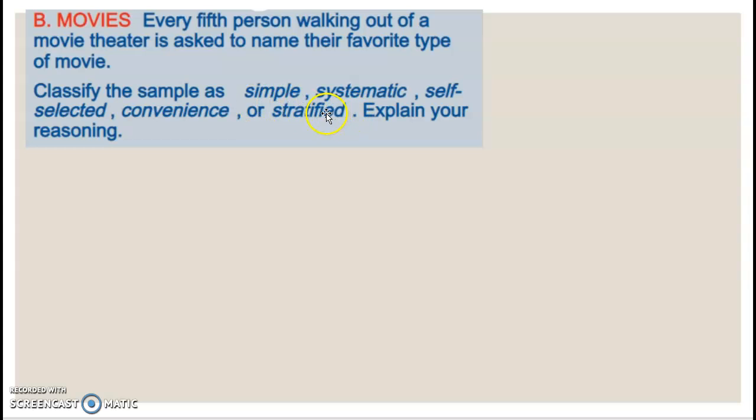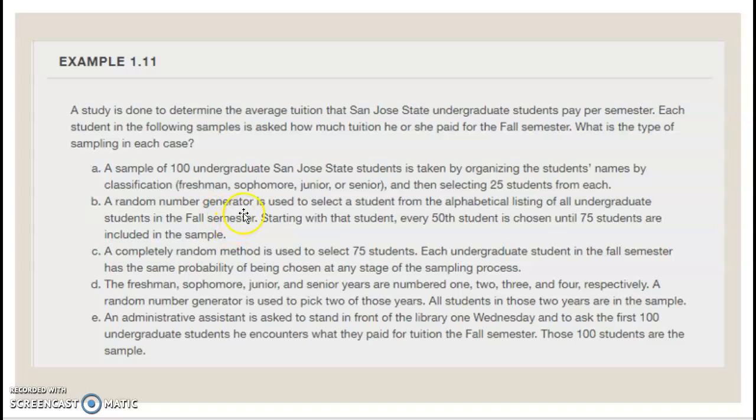Classify the sample, same situation, but classify it which way? It is systematic because you have every fifth person. So you've got a system for how you're choosing people. Okay, so here are several. A study is done to determine the average tuition that San Jose State undergraduate students pay per semester. Each student in the following samples is asked how much tuition he or she paid for the fall semester. What is the type of sampling in each case?